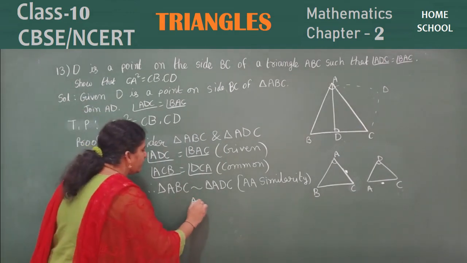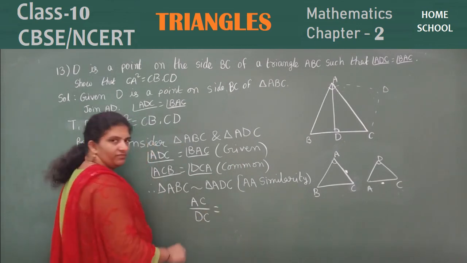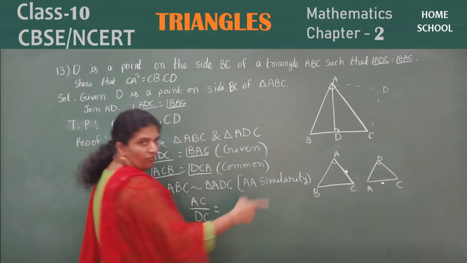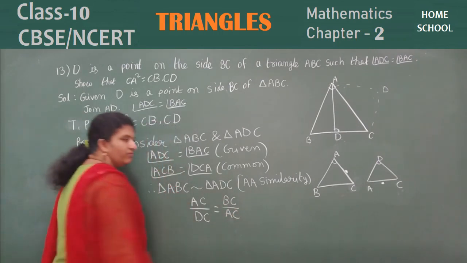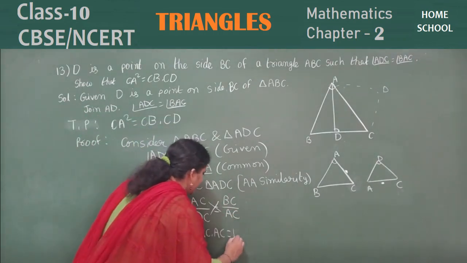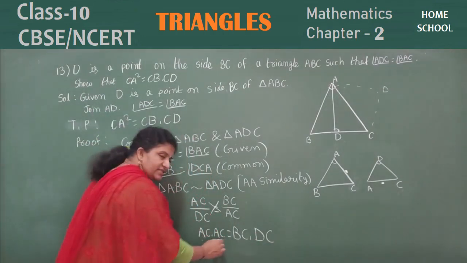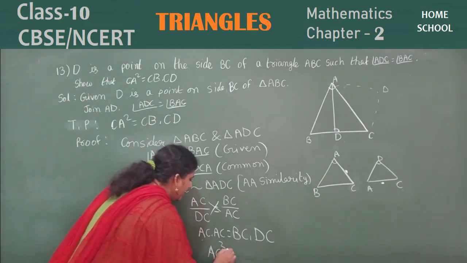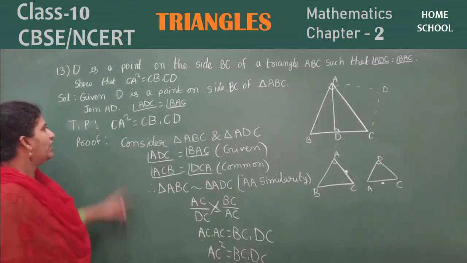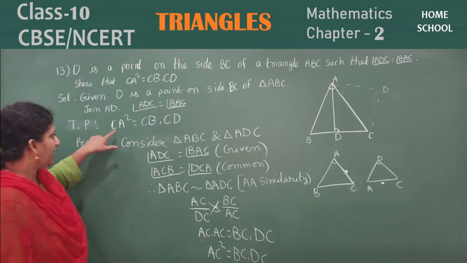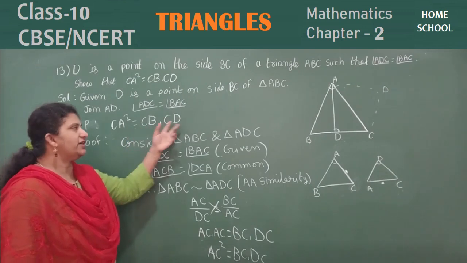So, what ratios are you going to write? AC by DC, and on that side, AC is at the bottom, so BC by AC. Look here, children, AC into AC is equal to BC into DC. Now what is AC into AC? AC square, that is equal to BC into DC. So this is your proof. Observe here, CA or AC same. AC square is equal to BC into DC, CB into CD, their question.